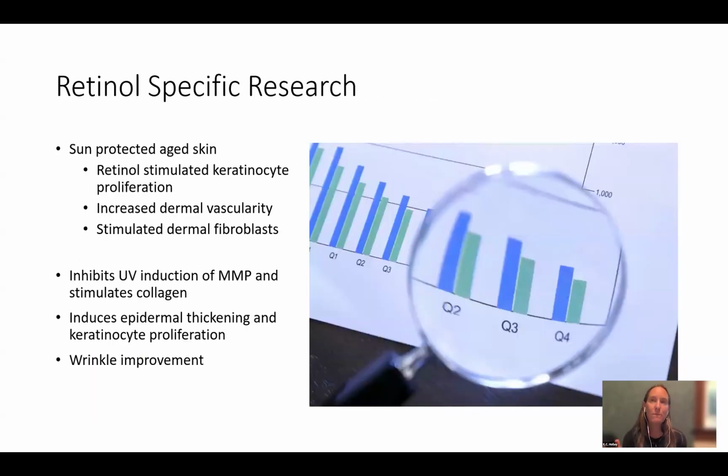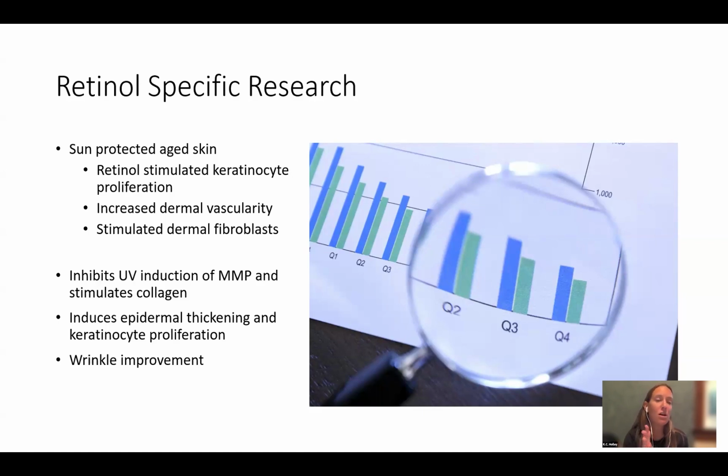And so we talked about the benefits of retinoids, or retinoic acid. But if we look at this research specific to retinol, because this is an encapsulated retinol, retinol itself in sun-protected aged skin has the ability to stimulate keratinocyte proliferation. That's another way of saying that it helps to stimulate cell renewal. It can increase that dermal vascularity, so the transition of nutrients between the dermis and the epidermis, and it can stimulate fibroblasts. Fibroblasts are actually the cells inside the dermis that produce collagen and elastin.